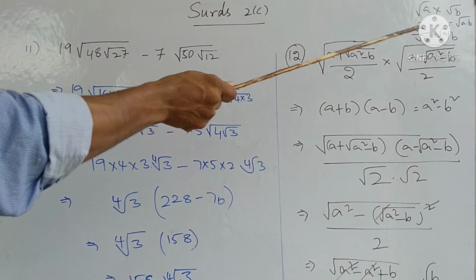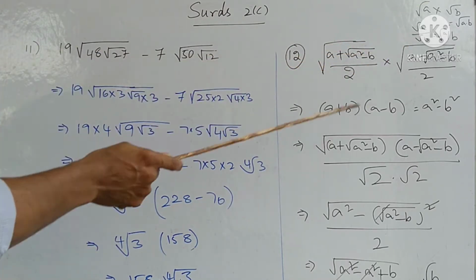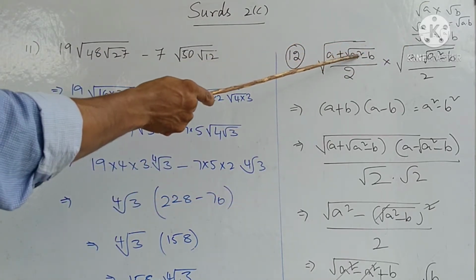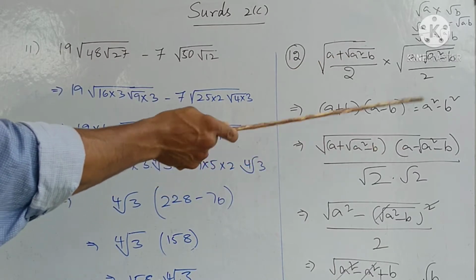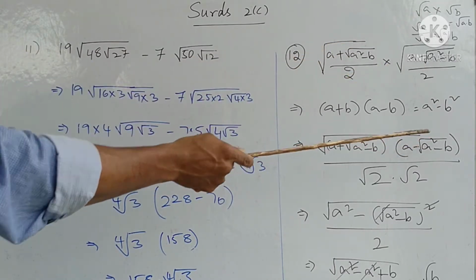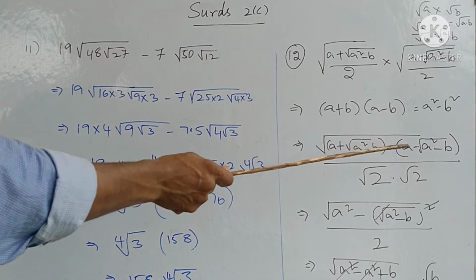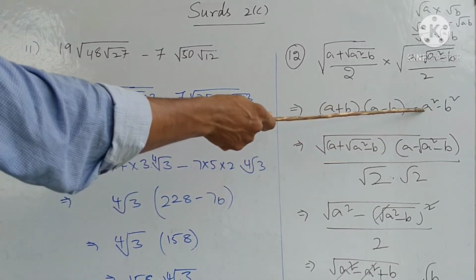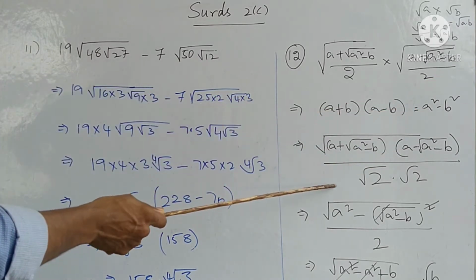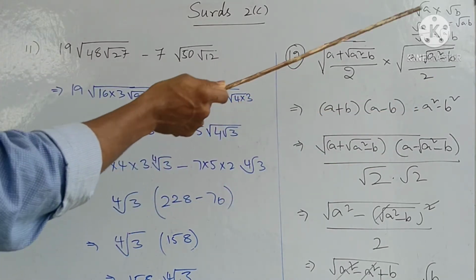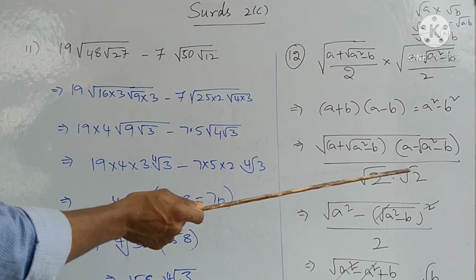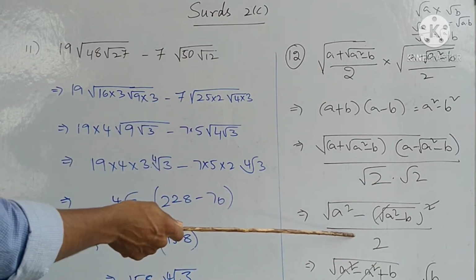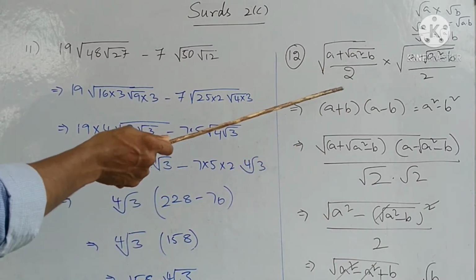So this is root a into root b. Under root a into b means a plus square root of a square minus b into a minus square root of a square minus b. So these are all of the form a plus b into a minus b. So result is a square minus b square by root 2 into again root 2, that is equals to root 2 whole square. Result is 2. So here apply the formula.